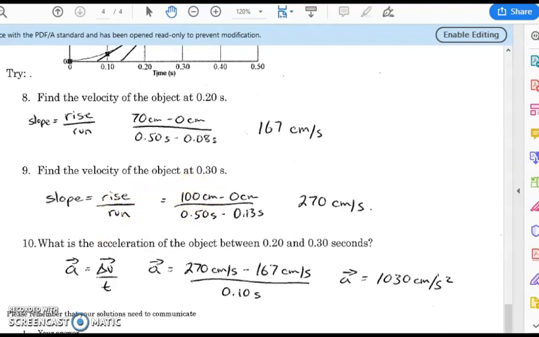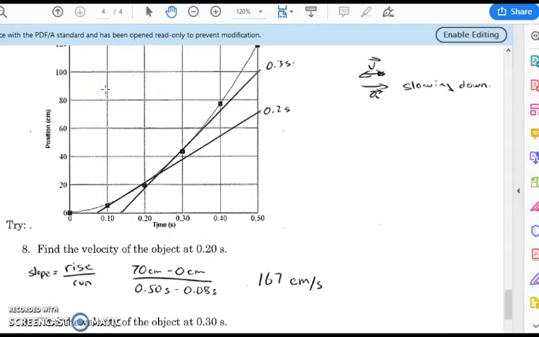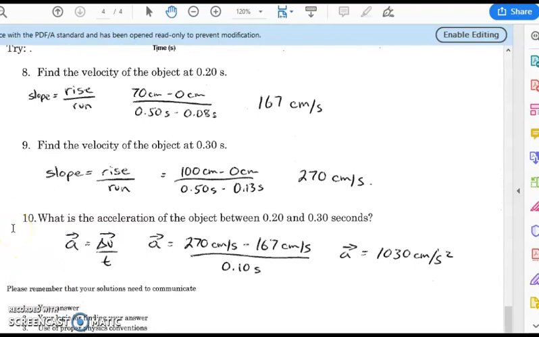Taking a look at the next question, you had to find the slope at 0.3. So that means that we would be taking this graph again, but we're using the 0.3. We're meeting up with this line here. Notice that we've got a steeper line here because it is accelerating greater, and the data you should have got is 277 centimeters per second.